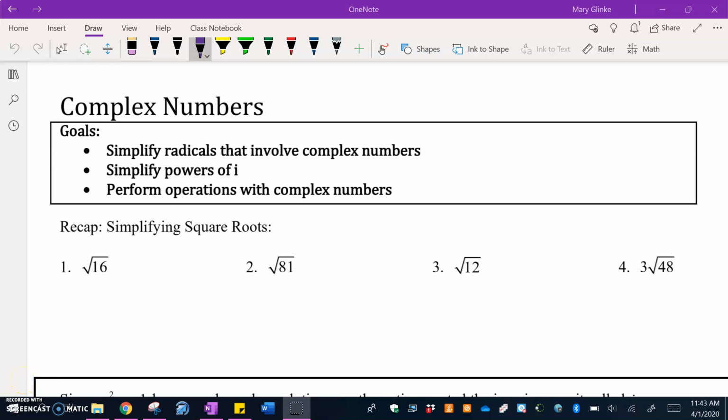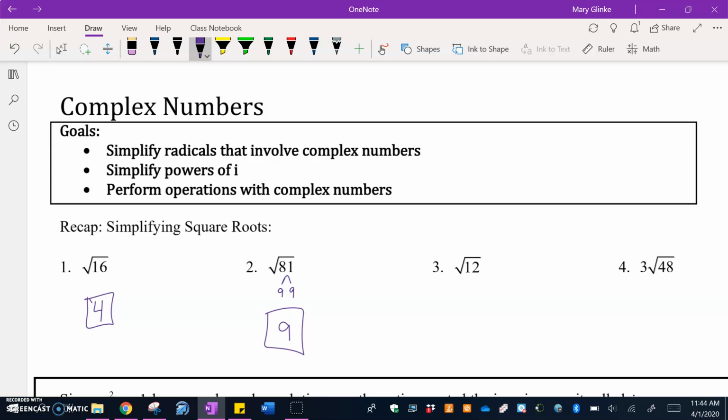Our goal today is to simplify complex numbers, simplify powers of I, and then do operations with complex numbers. So in order to deal with complex numbers, we first have to have an understanding of square roots. So looking at 1 through 4, it's just a quick recap of square roots. The square root of 16 is 4 because 4 times 4 is 16. Same thing with 81. If you break it down, the square root of 81 is 9.